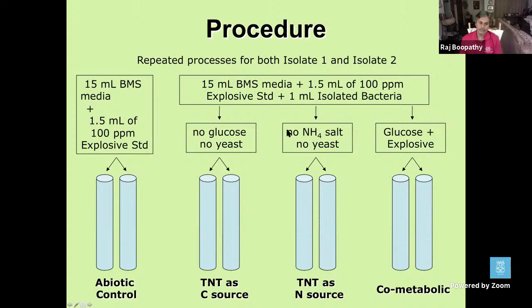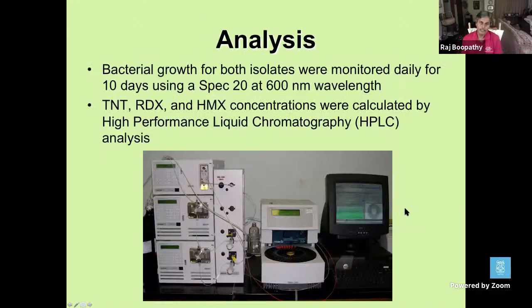We grew these pure cultures in different conditions. We had a control with no bacteria, and then we used TNT as sole carbon source, with no other carbon in the flask. TNT has nitro groups, so you could use TNT as a nitrogen source for bacteria. So we eliminated the ammonium salt from the media. The only source of nitrogen is the TNT. And then we used a co-metabolic condition where we had glucose and the explosive together. So these are the various conditions we used. Then we monitored the growth and analyzed the compound in these cultures.